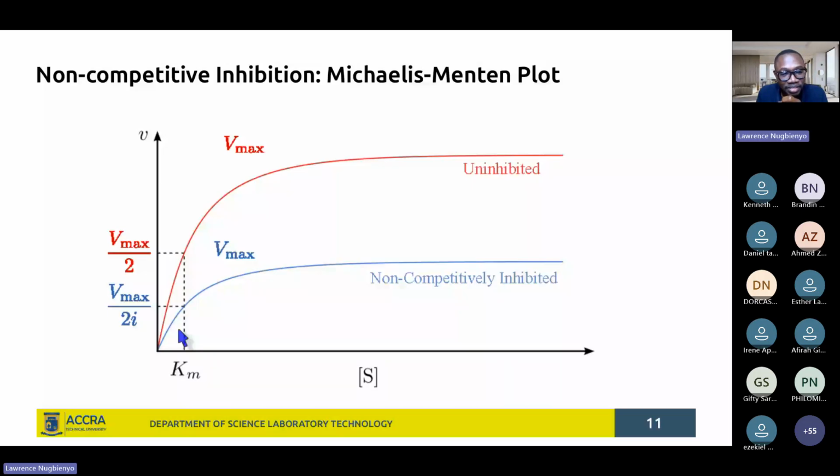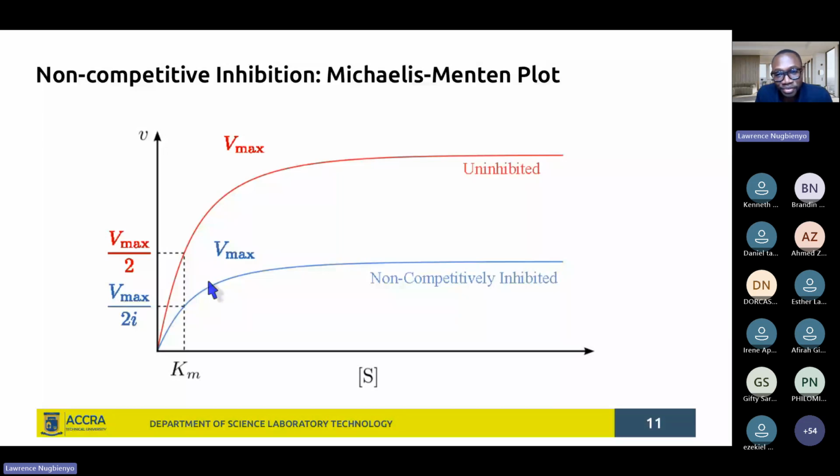Except that you see, of course, you have the maximum rate of the reaction being different. Because, of course, you have the maximum rate of the reaction reduced due to the fact that you have an inhibitor in that reaction mixture.